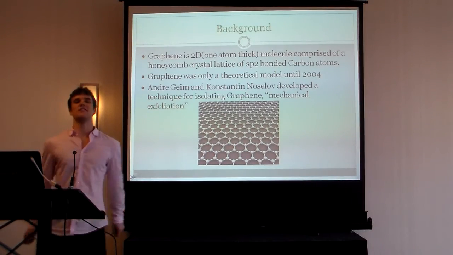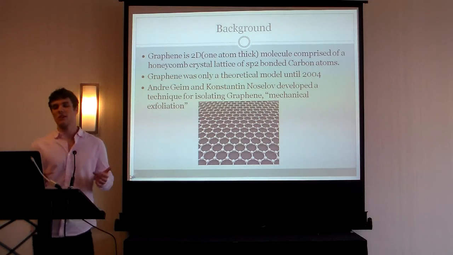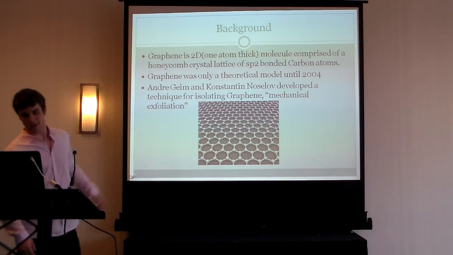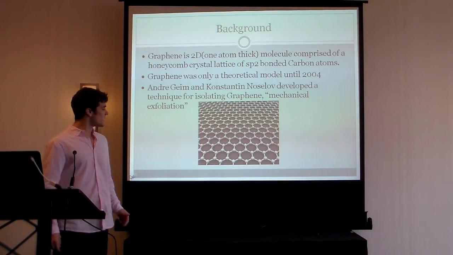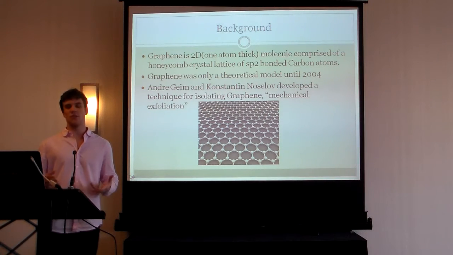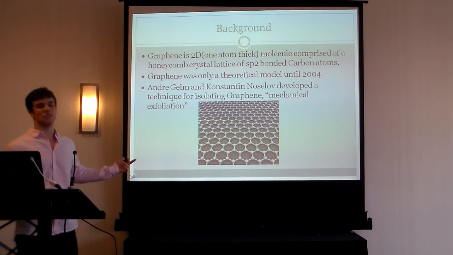So, what's graphene? It's a two-dimensional, one-atom thick molecule comprised of a honeycomb lattice of carbon atoms, and it looks exactly like a honeycomb. That's why we call it that. It's very interesting. It's been theorized since the 60s. People have always known that it existed. It's graphite in your pencil.